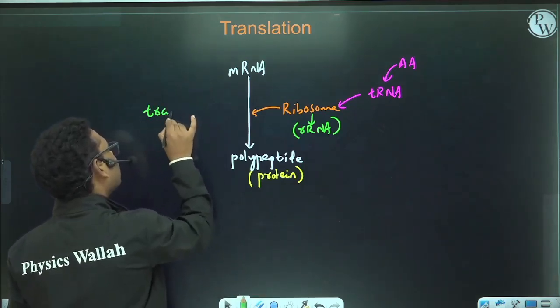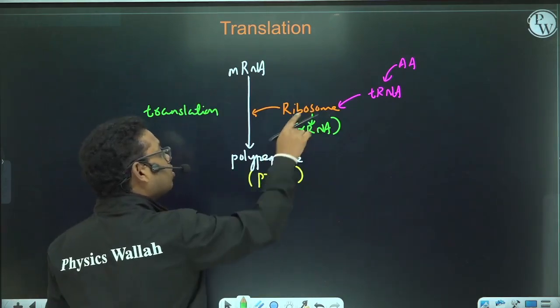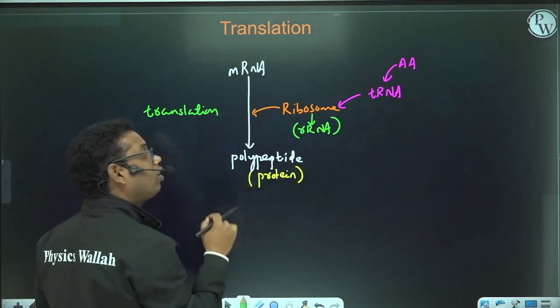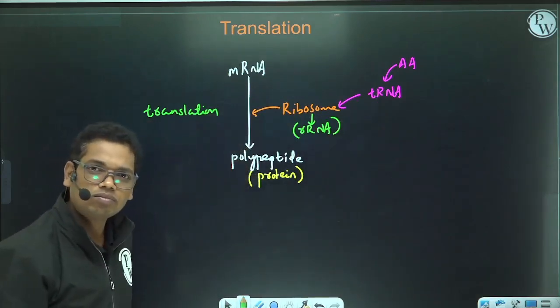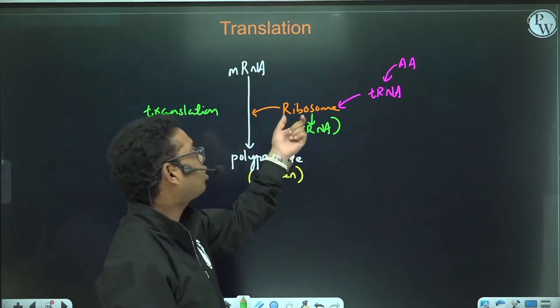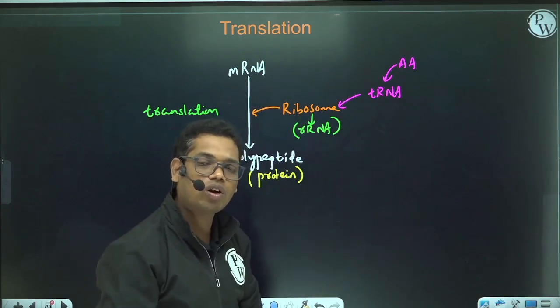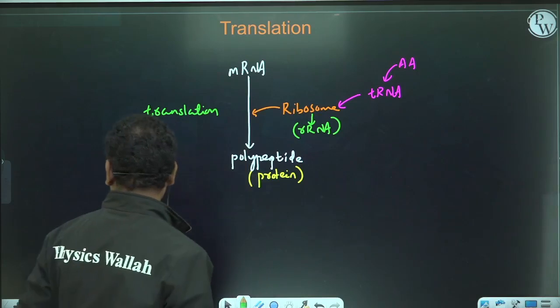So what do you understand by translation? Translation is the process in which the ribosome synthesizes a polypeptide from the information present in the mRNA with the help of tRNA. And what is the role of tRNA and what are the components of the ribosome? We should know this before understanding the entire process of translation.